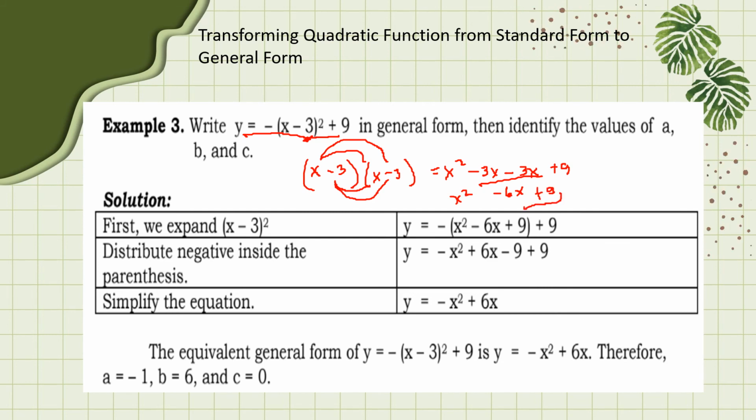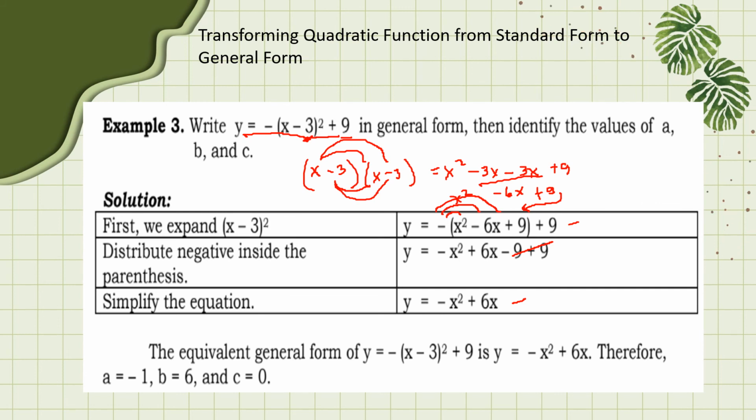Ayan po, nakalagay na po siya sa parenthesis. Plus, sa given, may plus 9. Ayan, plus 9. Simplify. Multiply po yung negative sa labas, papunta lahat sa distributive property. Negative x squared na, plus negative times negative, positive 6x, negative times positive 9, negative 9 plus 9. So, ito po, combine like terms, magiging 0 po yan. So, ang sagot na lang po natin, simplify the equation. So, y is equal to negative x squared plus 6x.